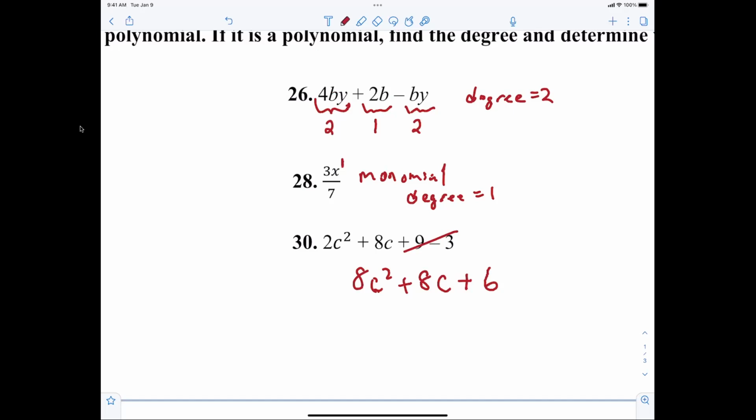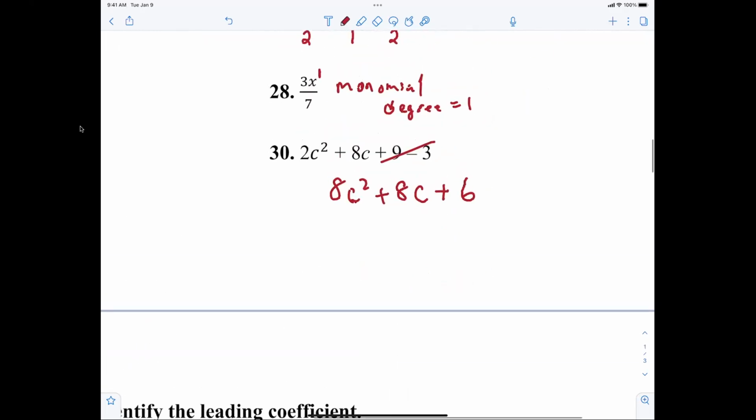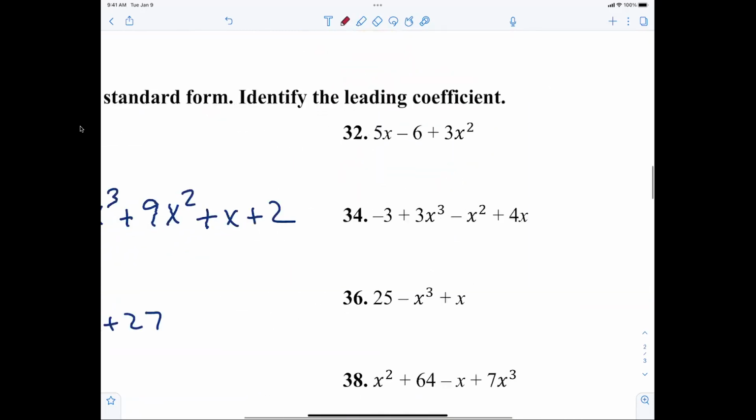Anybody have any issues? Here's 8c right here, right? Oh, it's not an 8c. I don't know why, I'm going blind. Thank you. Good job, kiddo. 2c squared. All right, here we go. Let's just make sure we got enough done.